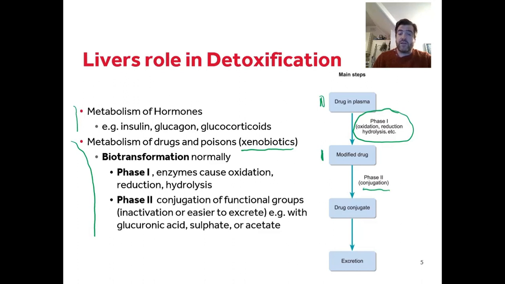Now, phase 2 reaction is normally the conjugation of the functional groups. In other words, it tends to be conjugated with glucuronic acid, sulfate, or acetate. There are other ways of conjugation or joining together, and that forms the drug conjugate. Sometimes that undergoes further metabolism as well, but it's normally the drug conjugate that is both an inactivated form, but also easier to be excreted.